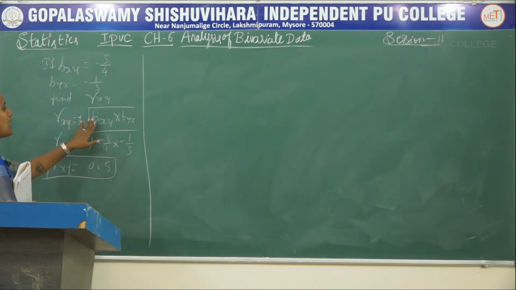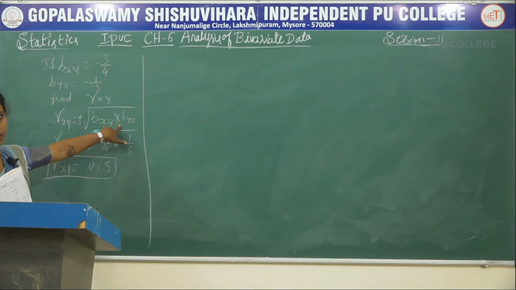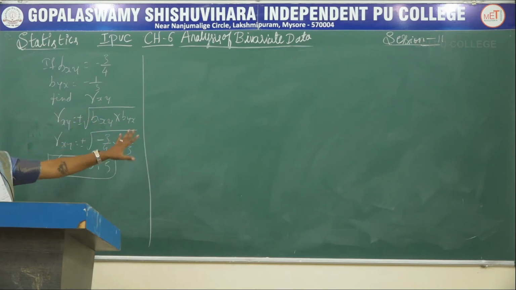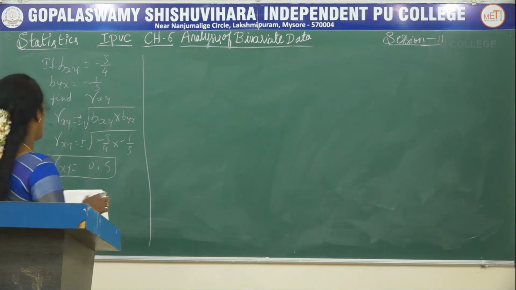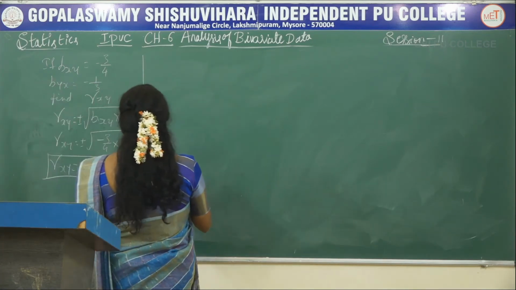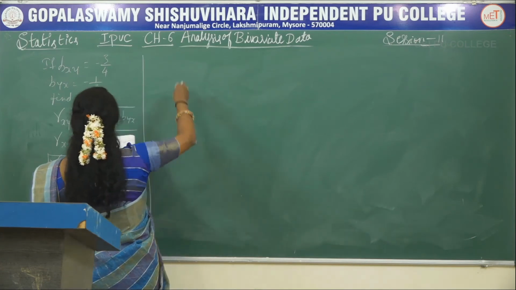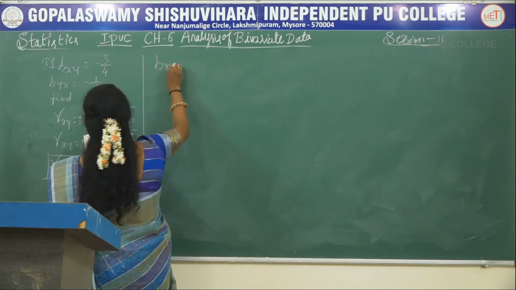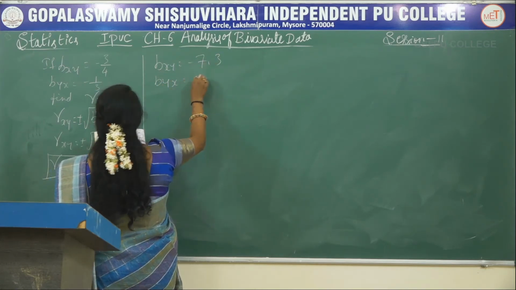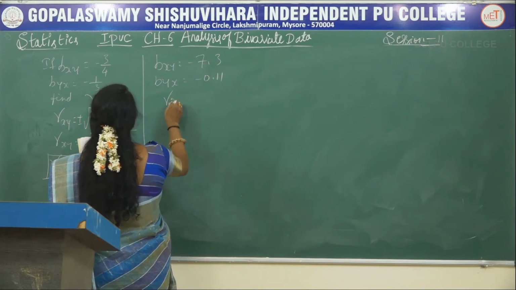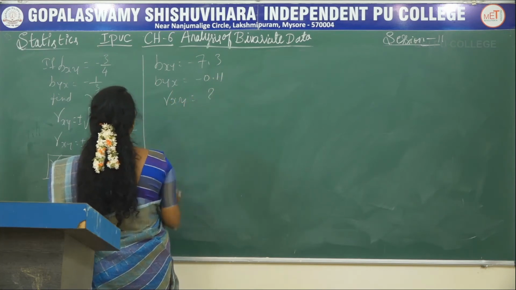This is the relation we are having for correlation. This is the correlation coefficient, and these two are the regression coefficients. In that relation, if you substitute the values, you will get the correlation coefficient. Next is another problem. B of xy is equal to minus 7.3, B of yx is equal to minus 0.11. We have to find the correlation coefficient.